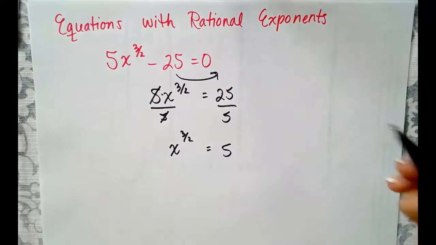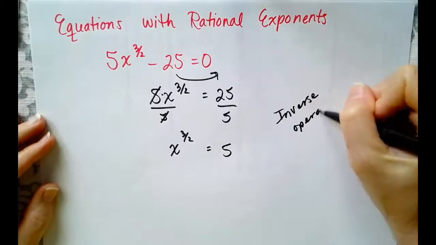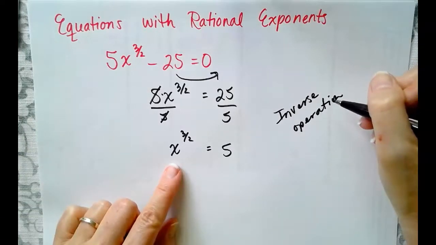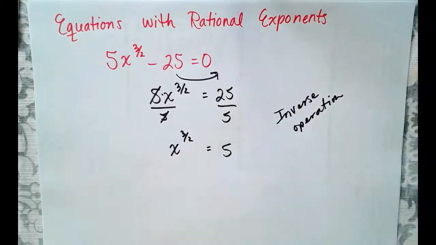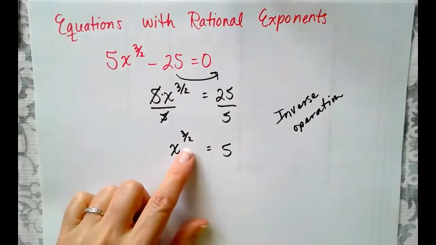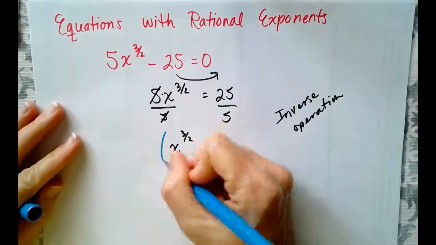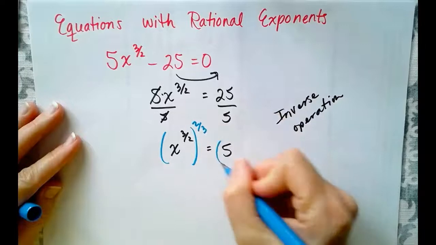Now, we still are going to use an inverse operation in order to isolate the variable. So right now, this variable x is raised to the 3 power. We need it to be to the first power in order to actually get a solution here. So in order to undo that 3 power, we need an inverse. And that inverse is going to be the 2/3 power.